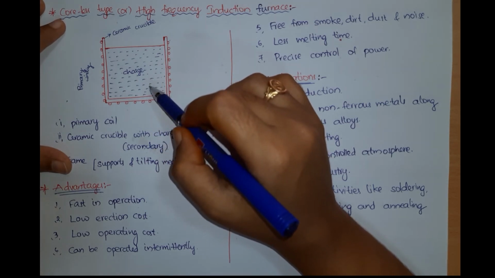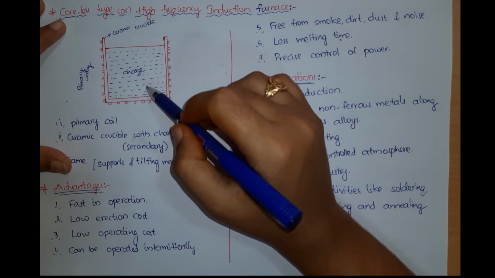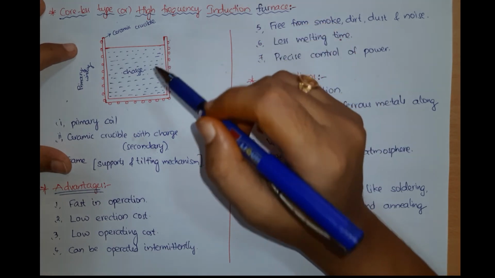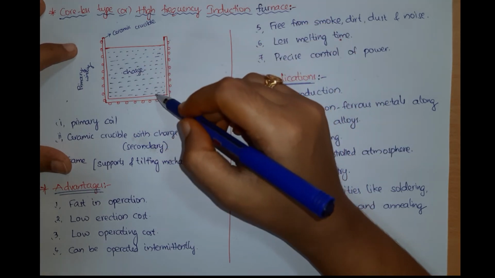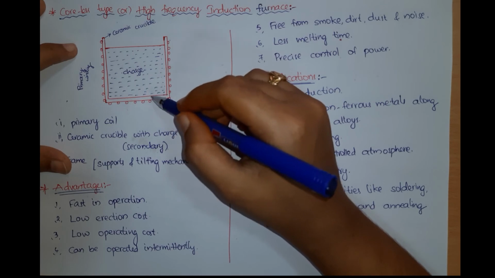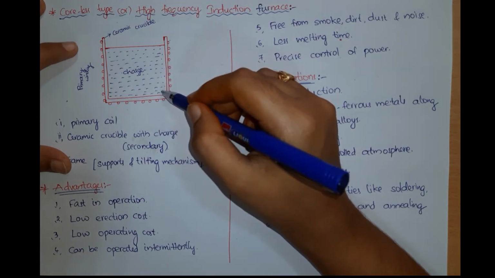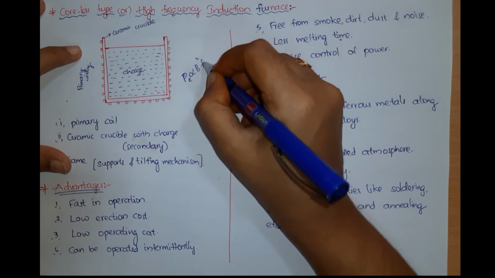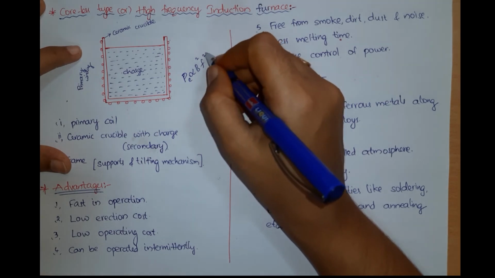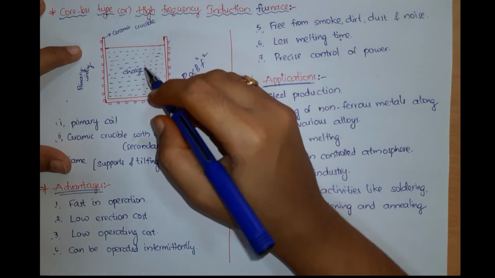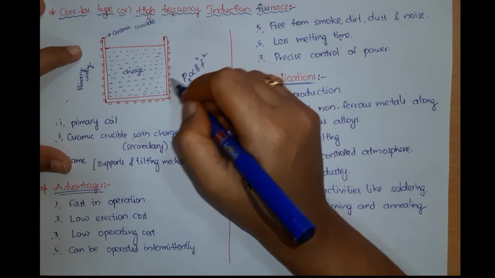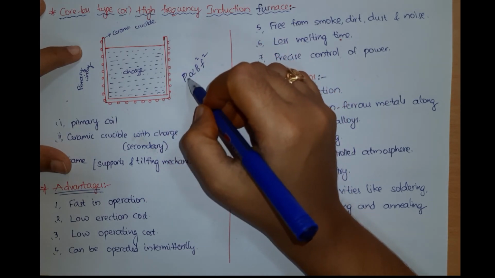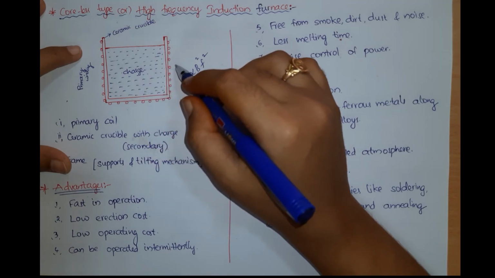The flux density is very low. Why? Because of the absence of a magnetic core. If a magnetic core was present, the flux density would be high. But here there is no magnetic core, so the flux density is low, and a high frequency supply has to be used because eddy current losses are proportional to B square F square. If frequency is high, eddy current losses are high, and this loss is converted into heat. So to achieve high eddy current losses, it is operated at high frequencies.